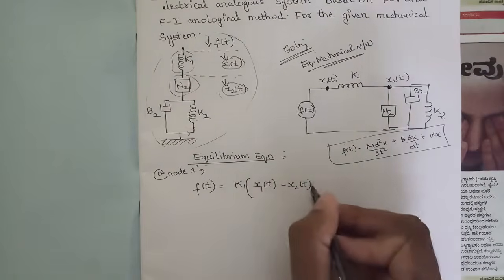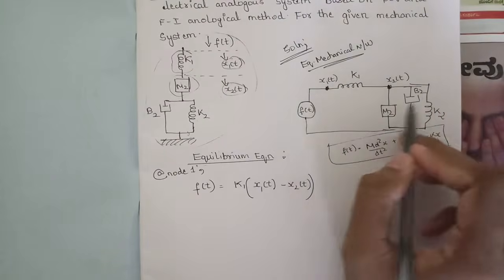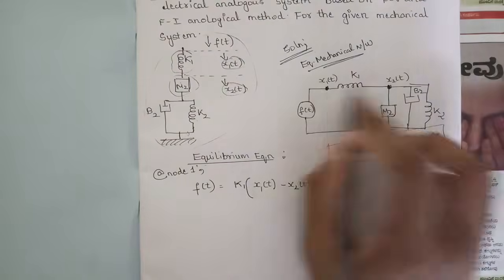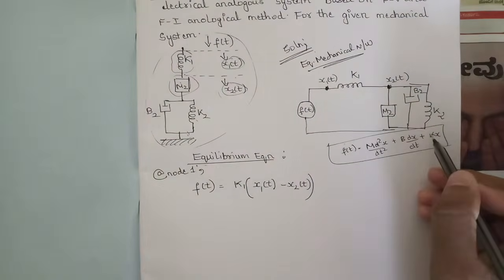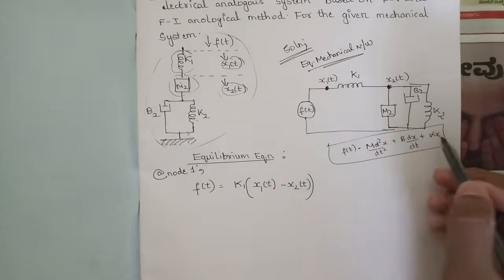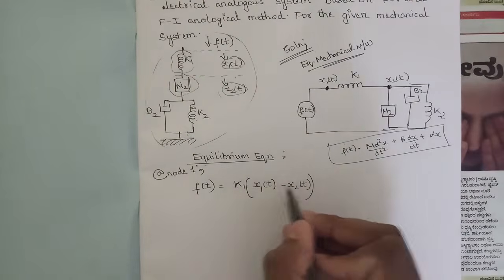Whenever there is any component, that is spring, mass or friction, between any two displacements, we need to write it like this. That is, we take the difference between those two displacements. Since we know that in the equilibrium equation we have k into x, that's why I have written it as k1 into x1 of t minus x2 of t.